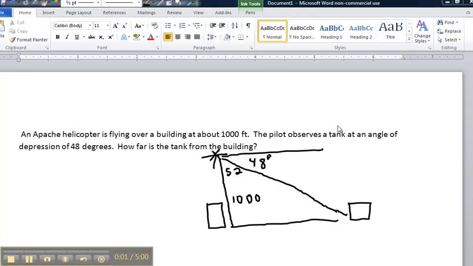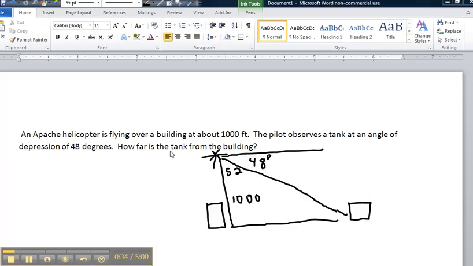Okay, back to our wonderful drawing here. Just to understand, we have an Apache helicopter up here. That's kind of sad. We have it 1,000 feet over a building. To be exact, I could have been more precise, because if I say 1,000 feet over the building, I'm really referring to the top of the building. But we're just going to go with this for an example's sake. So it's really from here to the ground at 1,000 feet.